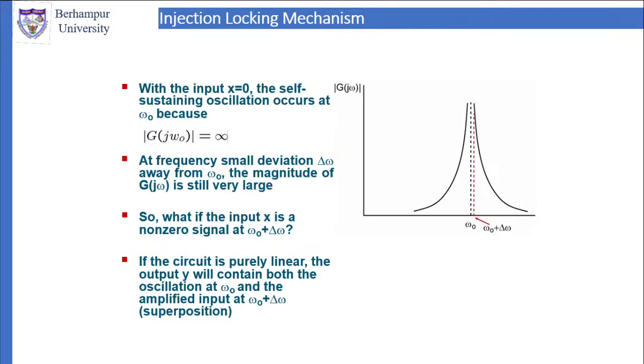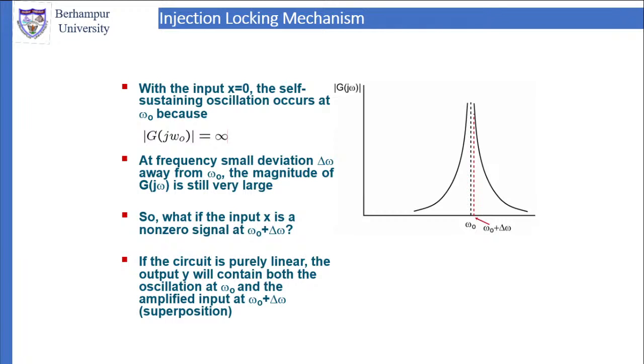Now, let us look at what is the injection locking mechanism. With the input x equal to 0, the self-sustaining oscillation will occur at omega 0 because the absolute value of G, or the amplitude of G, is equal to infinity when x is equal to 0, because G is equal to y upon x. So when x is equal to 0, G has to be infinity.